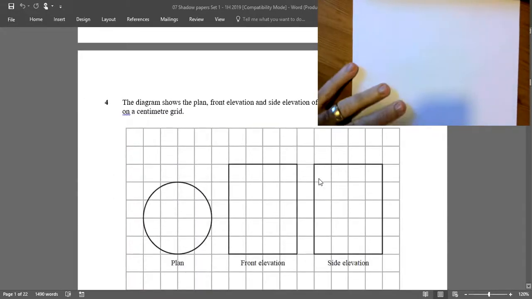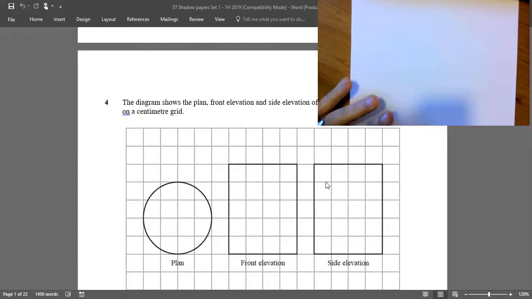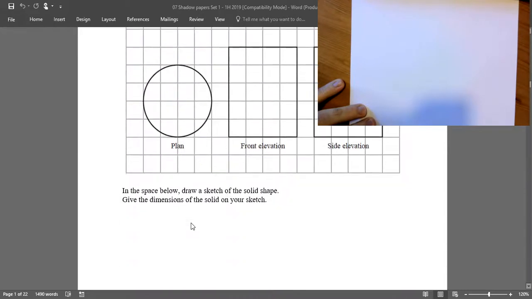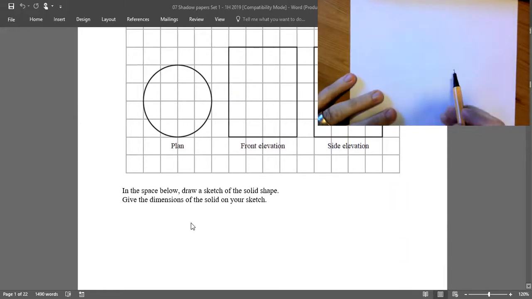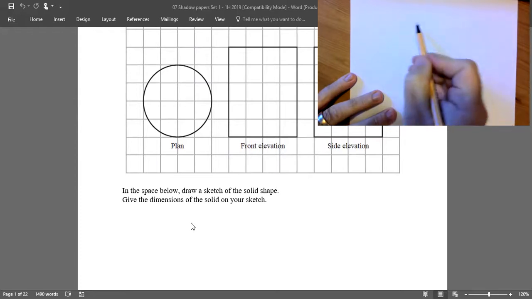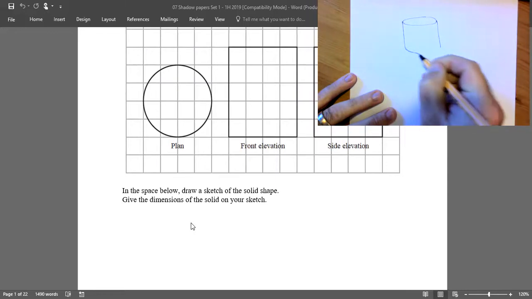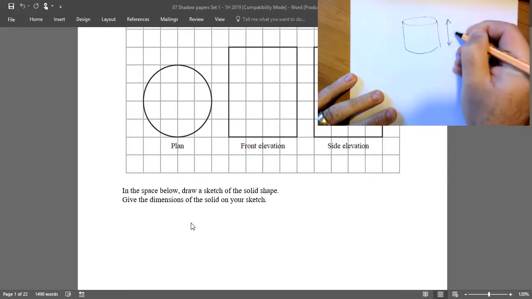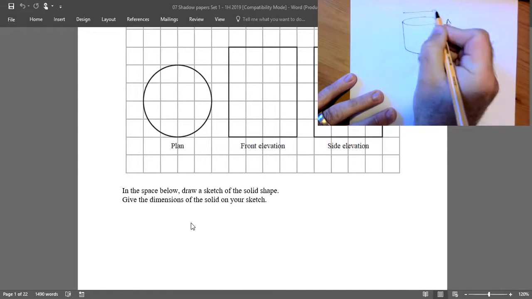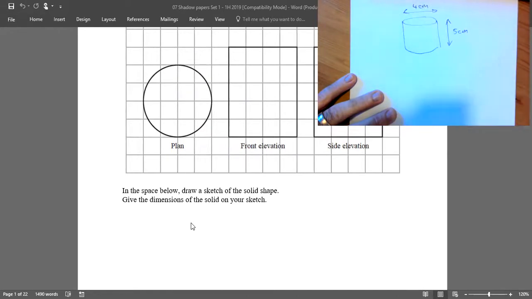Question number 4 says we have the plan, front and side elevations on a centimetre grid. Okay, I notice the width is 4 and the height is 5, so the diameter of the circle is 4. Okay, it asks me to sketch a solid shape and give dimensions. So hopefully we can all see it should be a cylinder. The height is 5 centimeters, diameter is 4 centimeters.